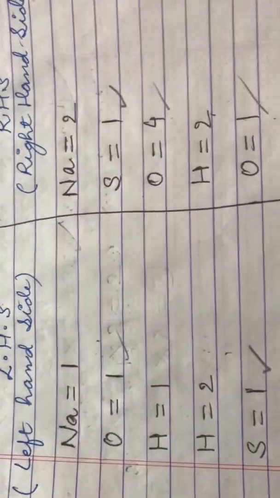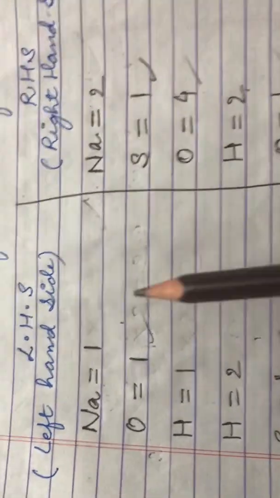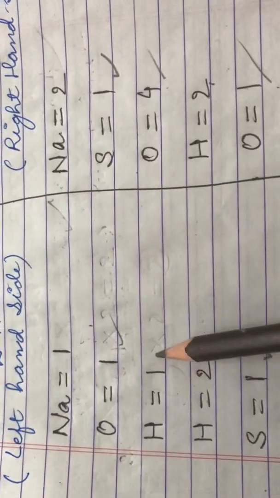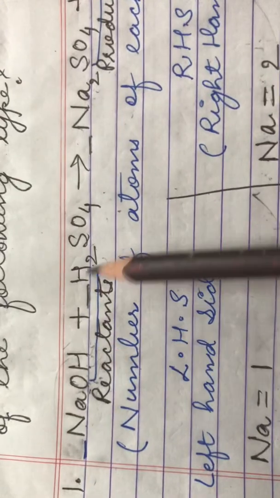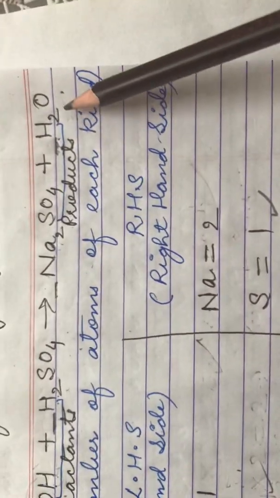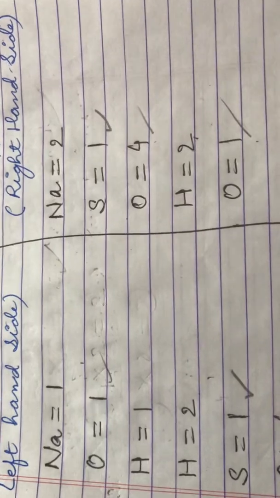What is not equal are sodium and hydrogen atoms. Sodium atom is 1 here and 2 on the right hand side. Hydrogen in total is 1 plus 2. That means 1 hydrogen atom here, 2 hydrogen atoms here. 1 plus 2, a total of 3 hydrogen atoms are there on the left hand side. And there are only 2 hydrogen atoms on the right hand side. So how do we balance this? Which atom do we start balancing first?